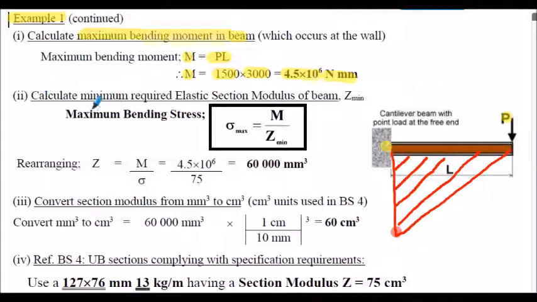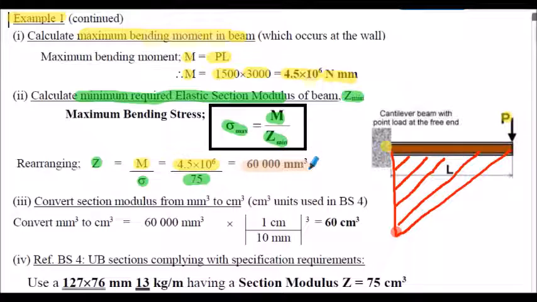In step 2 here, we're going to calculate the minimum elastic section modulus, Z value, for the beam. So from the equation, maximum bending stress is equal to M divided by the minimum Z value. So rearranging, Z is equal to the maximum bending moment from above divided by the permissible stress. So from above, that's 4.5 times 10 to the 6 Newton millimeters divided by 75 newtons per millimeter squared, as given in the question for the permissible stress. That evaluates to 60,000 millimeters cubed.